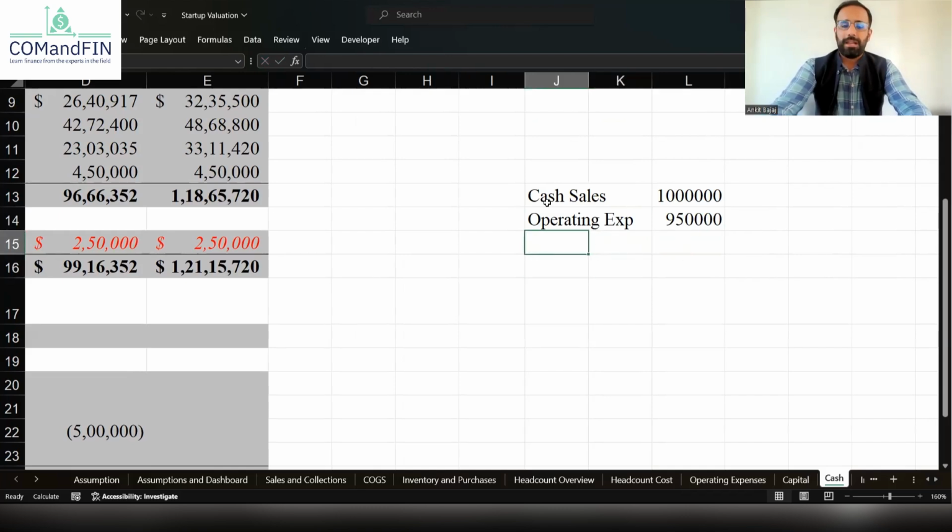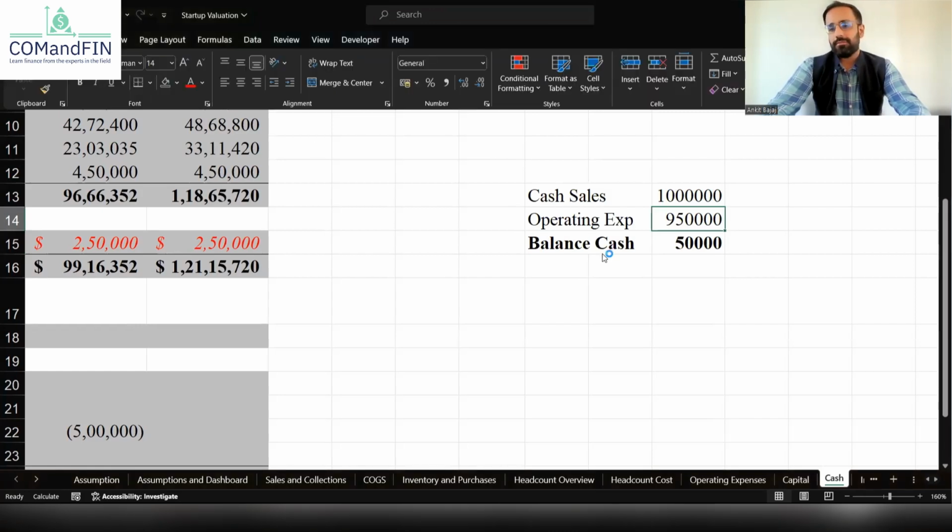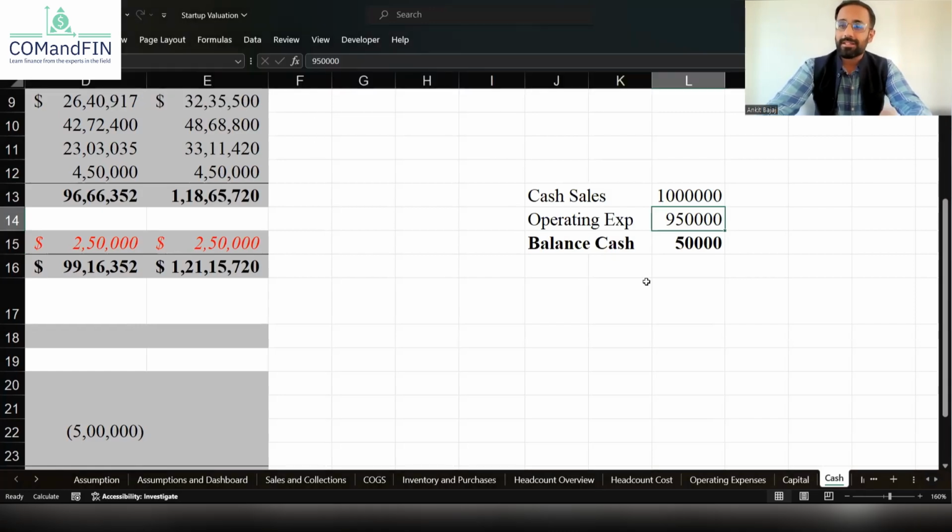Here, what is going to be the balance cash with them? Balance cash is going to be 10 lakh minus 9 lakh 50,000, which is 50,000. The cash collected from sales is 10 lakh, and the cash paid towards the operating expenses of the business is 9 lakh 50,000. The balance cash is 50,000.